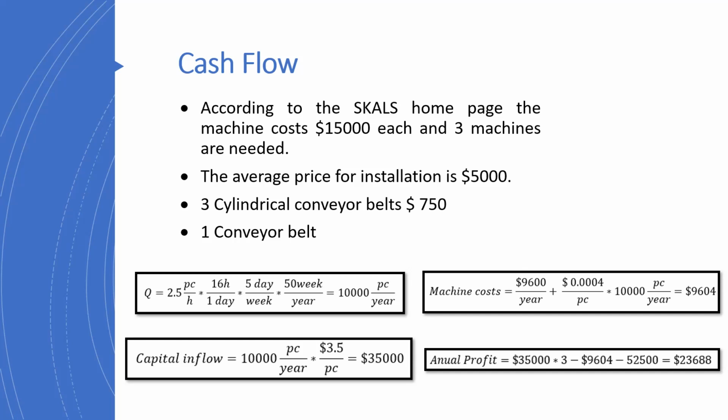Here we can see our quantity produced calculation, the capital inflow calculation, the machine costs, which are going to consider all the 3 machines in our raw value, and the annual profit, which is going to be the capital inflow multiplied 3 times, because we need 3 machines, minus the machine cost and the other costs that we can see in the next slide.